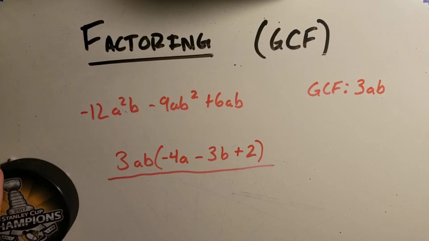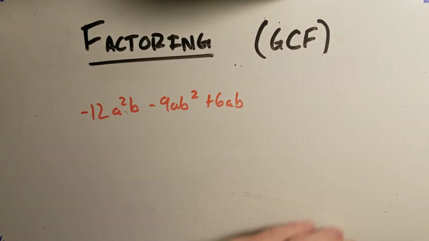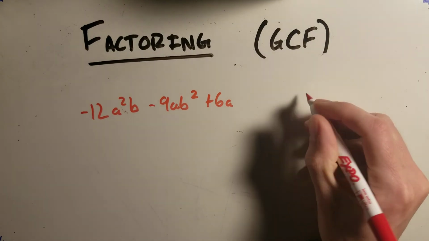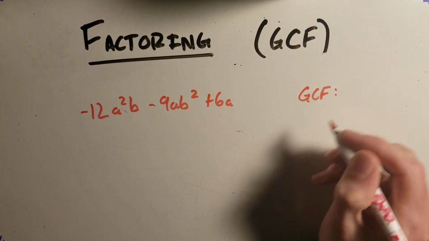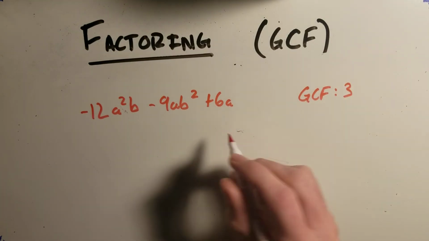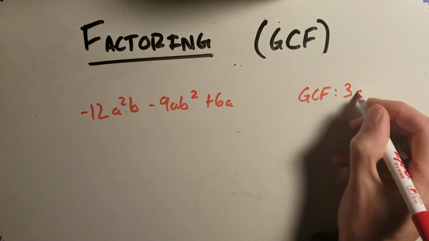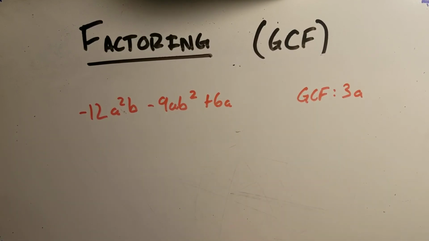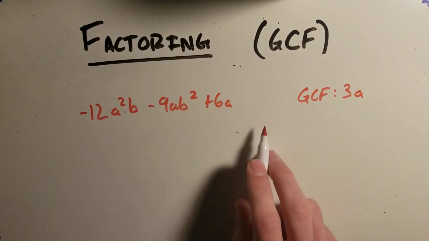So one other thing to keep in mind with this particular problem too. Let's say this last term didn't have the b. Then we're finding the GCF. We're going to have the 3 still, but we're not going to be able to incorporate the b, so it would just be 3a if there was no b there. So every term has to have everything in common. It's the greatest common factor of all the terms.